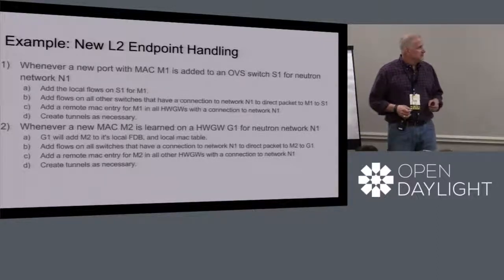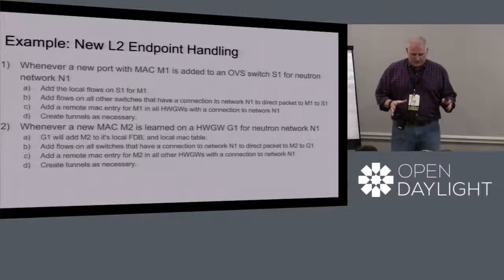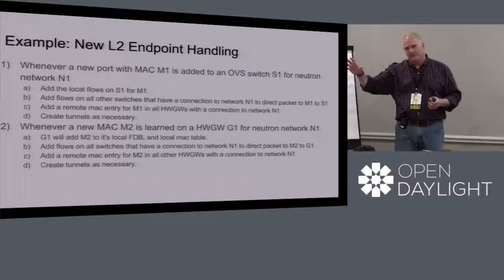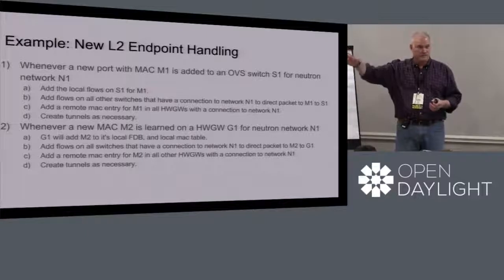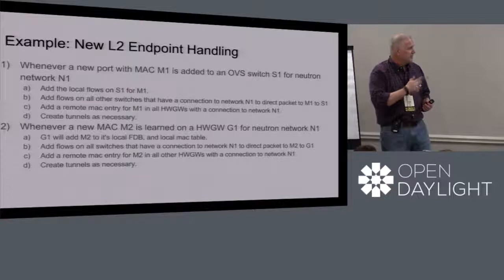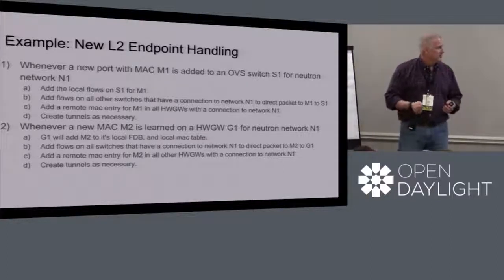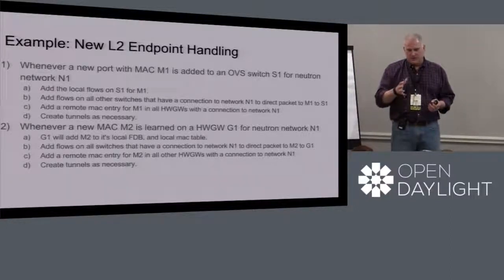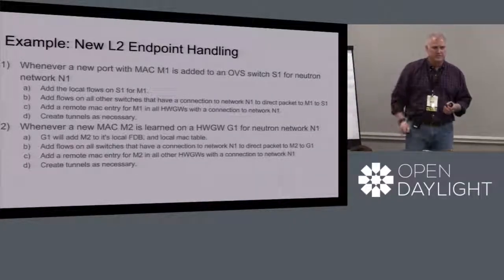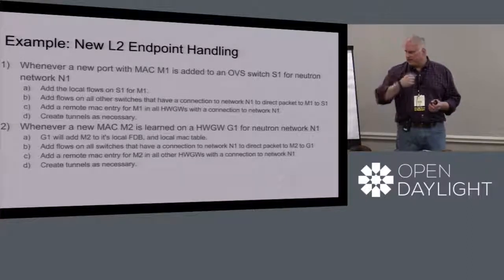on the OVS Open vSwitch, you have to add the local flows to handle that MAC address. You have to go around to all the other OVS switches and add remote flows to direct the traffic back to the switch where it exists. You might have to add some tunnels, and if you have layer two gateways, you also have to go out and program all those remote layer two gateways to direct traffic back, and break this functionality into their own modules.